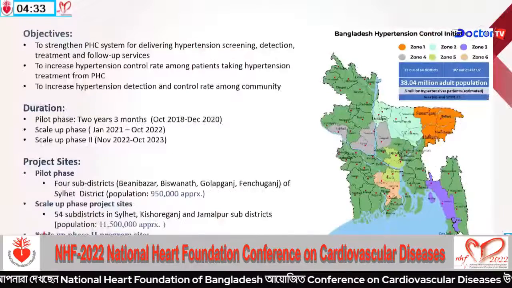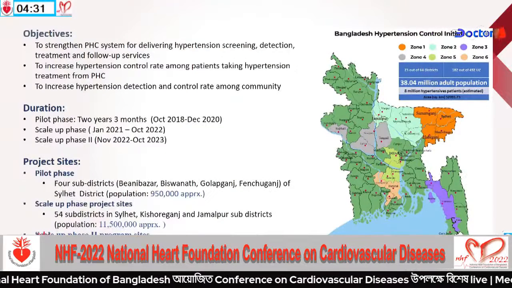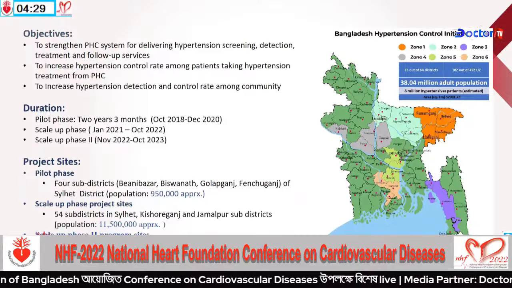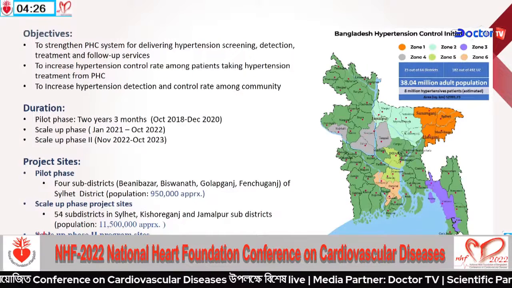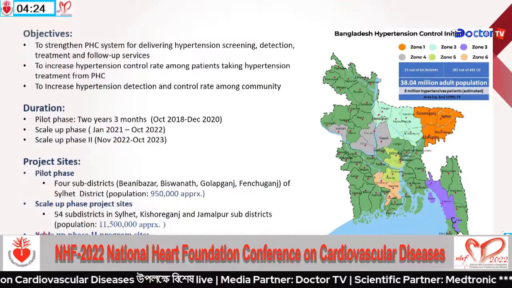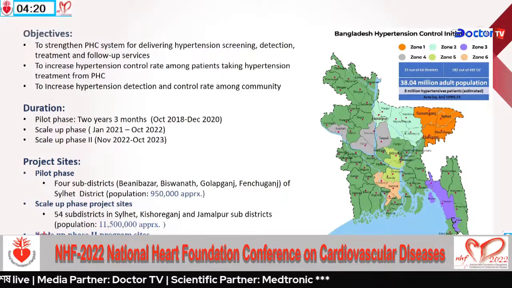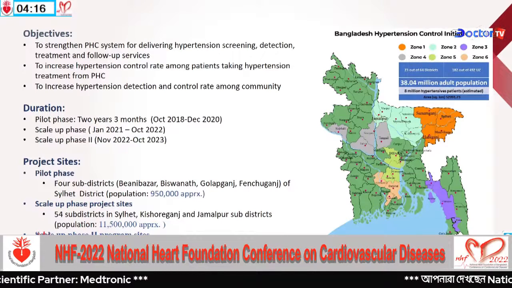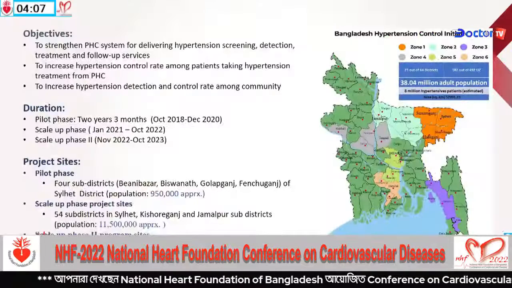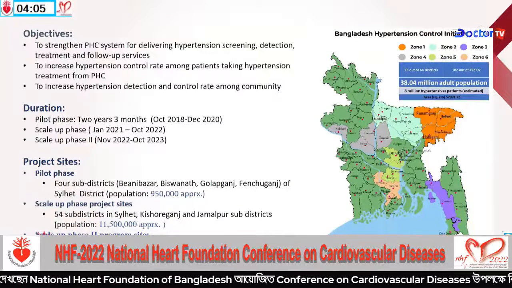So with that in mind, this project was created to strengthen the primary healthcare system for delivering hypertension screening, detection, treatment, and follow-up services, to increase the hypertension control rate among patients with hypertension in the primary healthcare sector, and to increase hypertension detection and control rate among the community. The pilot phase started in 2018 and ended in December 2020, and it was localized to 4 sub-districts in Sylhet.